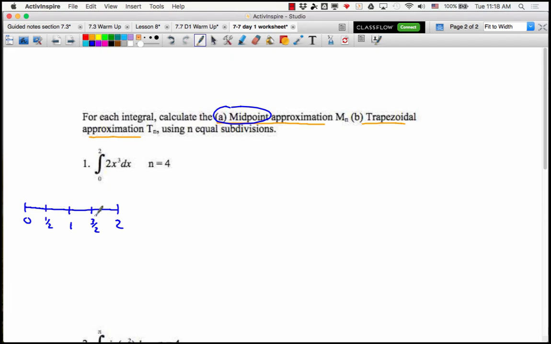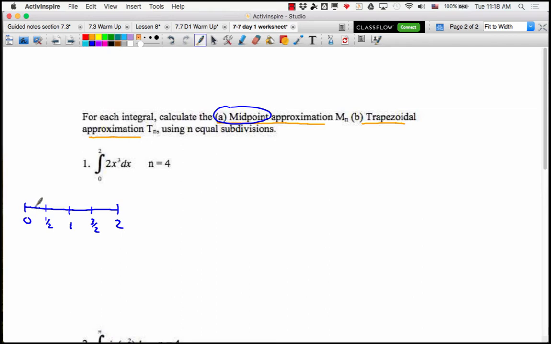Each rectangle will have a width of what? Now, what we need then is to figure out where the midpoints are going to be for these rectangles. Okay, so we have rectangle 1. It's going to have some height over here, some height over here. What we're concerned about is the midpoint. So where do we need to calculate the height of these rectangles?